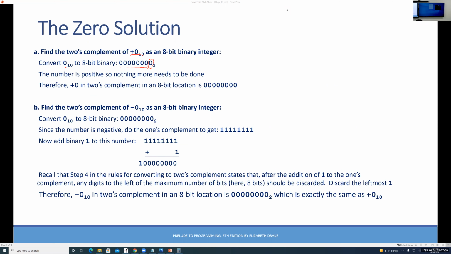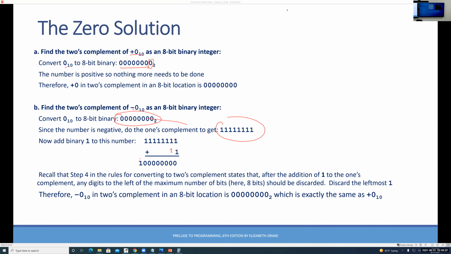Now, in the case of negative, you have to convert it to 8 bits here. Everything is 0. The next step, figure out the 1's complement. You flip everything here. Now, that is the 1's complement. In order to figure out the 2's complement, you have to add the number 1 here. So see, 1 and 1, you have 0, carry out 1. Now carry out 1, you have 1 and 1, you have 0, carry out 1, and keep going.